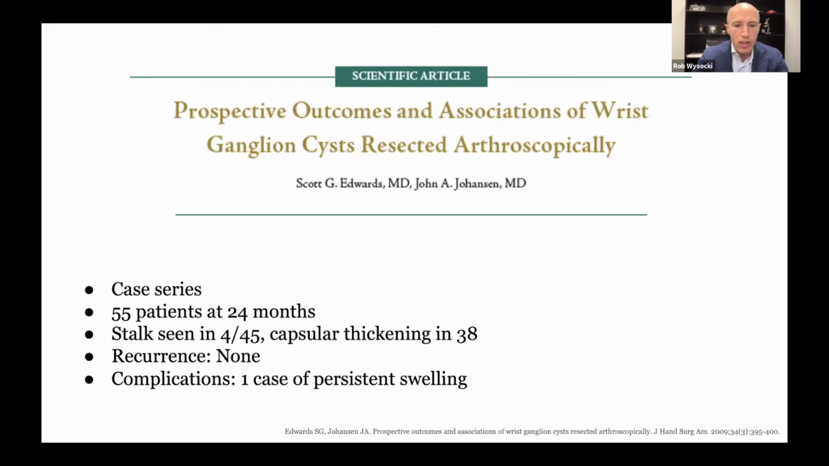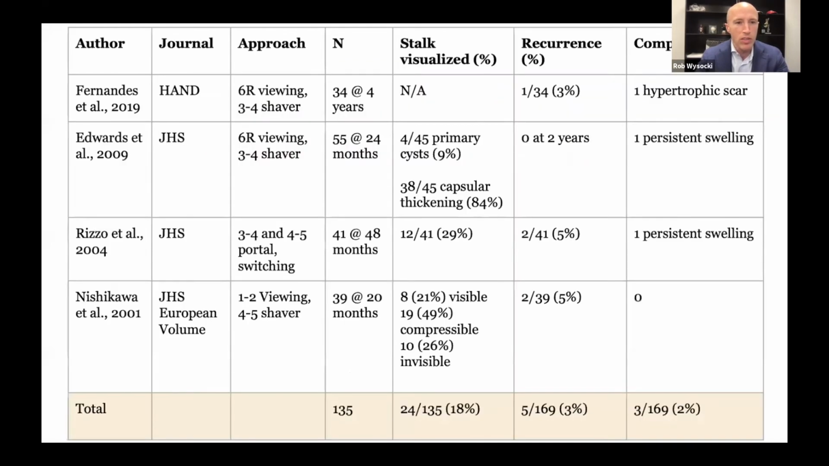Although Edwards and colleagues comment on another 38 cases of a capsular thickening that looked pathologic, which would bring you up to 42 out of 45 seeing pathology. So I think this could get down to a matter of semantics and what's defined as a stalk. But there's very differential reporting in the literature as far as how often a stalk is seen. Regardless of whether it's visualized, recurrence rates still seem low. So they had no recurrences in this series and just 1 case of persistent swelling.